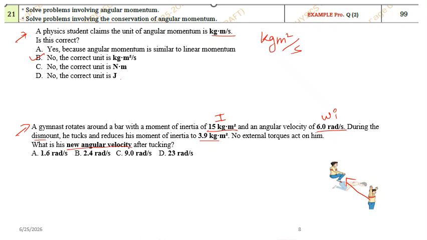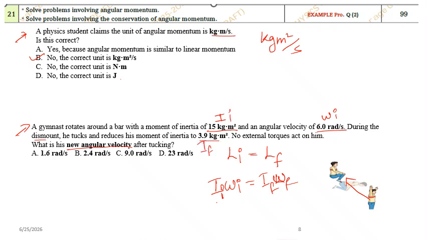I think it's easy. This is the conservation of angular momentum. What is conservation of angular momentum? Li must be equal to Lf. Okay, this is the idea. What is Li? Li will be equal to I into omega i. What is Lf? I into omega f. So I_i omega_i equals I_f omega_f. Okay, so I is given. This is the I initial and this is I final.